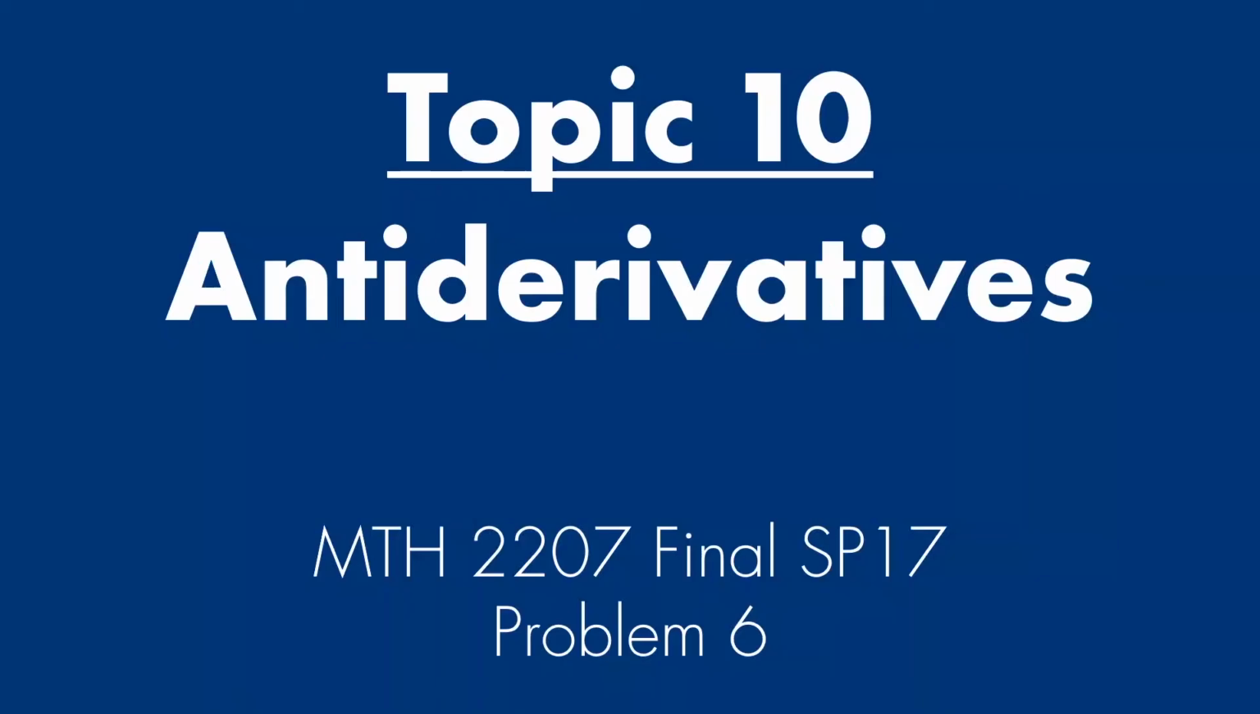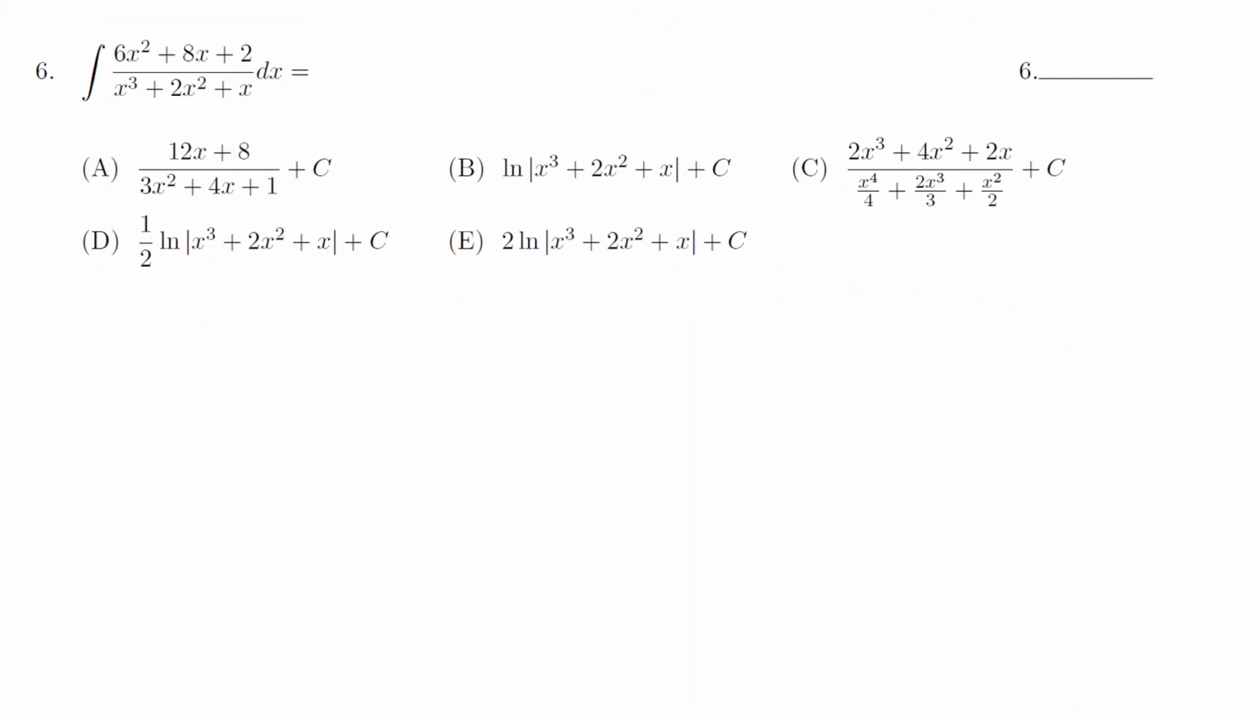Hope that makes sense. Final topic for today, topic 10, antiderivatives. This is problem 6 from the final test SP17. So here we have a fraction, the integral, and we need to know what that integral is. The rule of thumb is, if you are dealing with two complex things, take u as the most complex one.